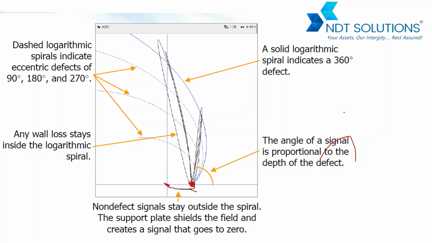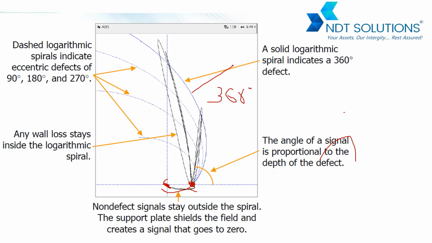Infinite doesn't mean it has infinite thickness. It is infinite in terms of your tube thickness. Let's say tube thickness is 2.1 or 2.3. In that term, this thickness is very high, so we call it infinite thickness. And all these logarithmic spirals represent the volume of the defect, or the degree of the defect. If any defect crosses this line, it means it has a 360 degree defect, like it is mentioned here.